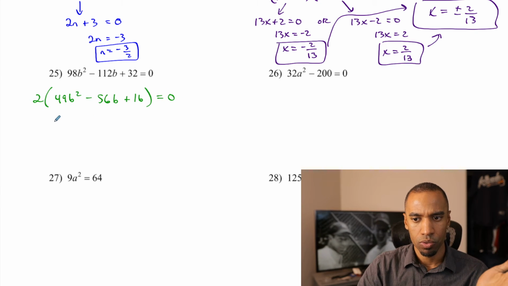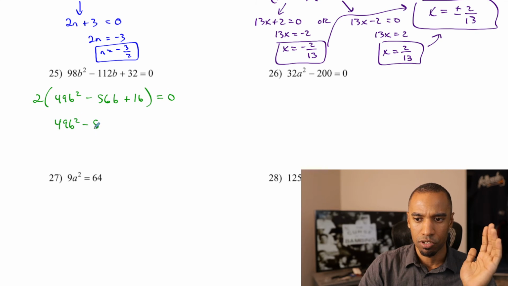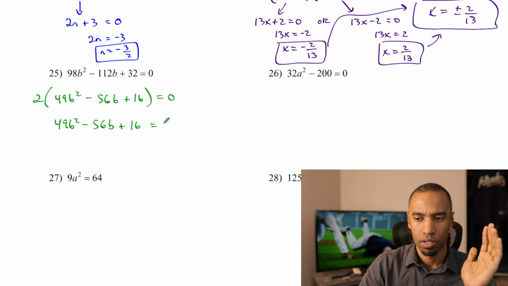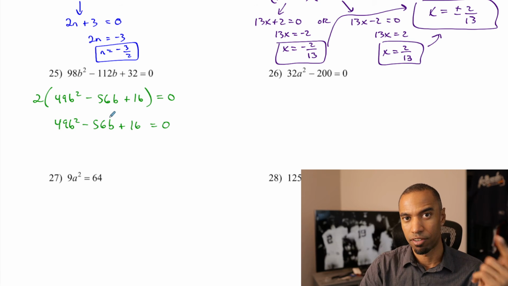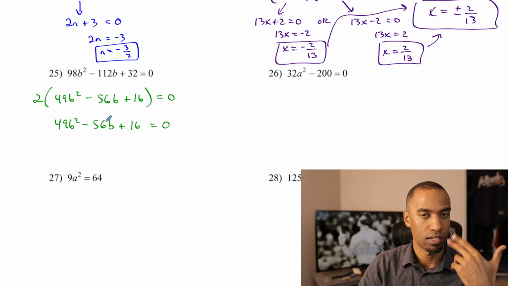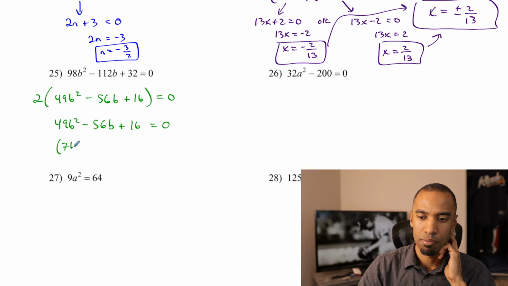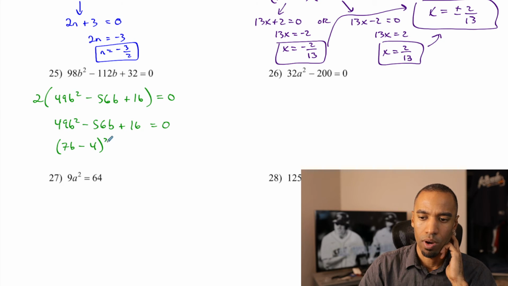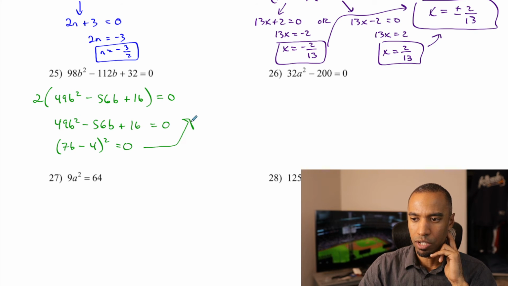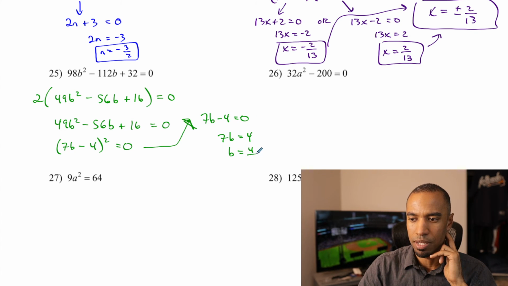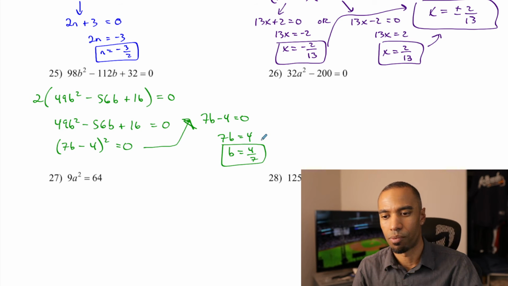I can divide both sides by 2, and I have 49b squared minus 56b plus 16 equals 0. Okay, this is 7 squared. This is 4 squared. Is 56 double the product of 7 and 4? 7 times 4 is 28. Doubled is 56. So this becomes 7b minus 4 quantity squared. Again, that minus leaves us with that minus. So that equals 0. Therefore, 7b minus 4 equals 0. Add 4 to both sides. Divide both sides by 7. You get b equals 4/7. Just that one answer.